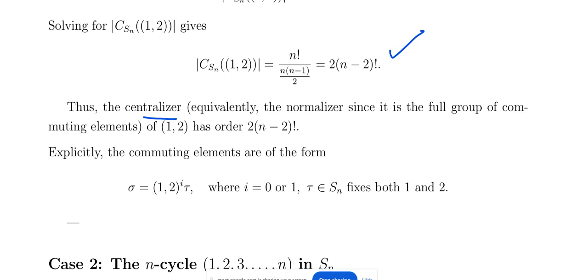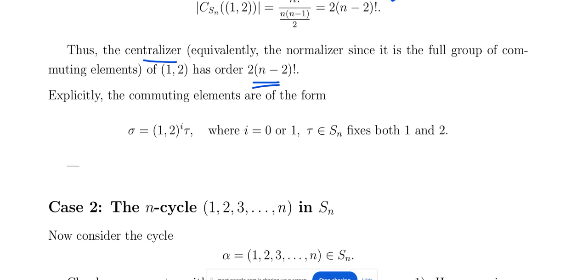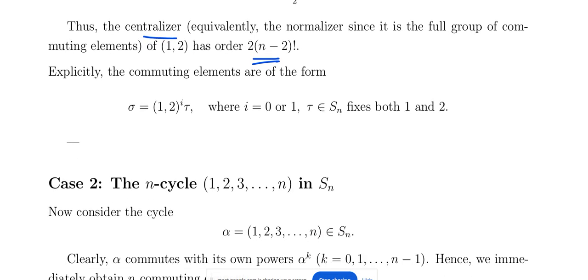So the centralizer is equivalent to the normalizer, since it is the full group of commuting elements of (1 2), and has order 2 into (n minus 2) factorial. And commuting elements are of the form sigma equal to (1 2) to the power i into tau, where i can be 0 or 1. When i equals 0, sigma equals tau, and when i equals 1, sigma equals (1 2) tau, where tau belongs to Sn and fixes both 1 and 2. This is the form of the commuting elements.